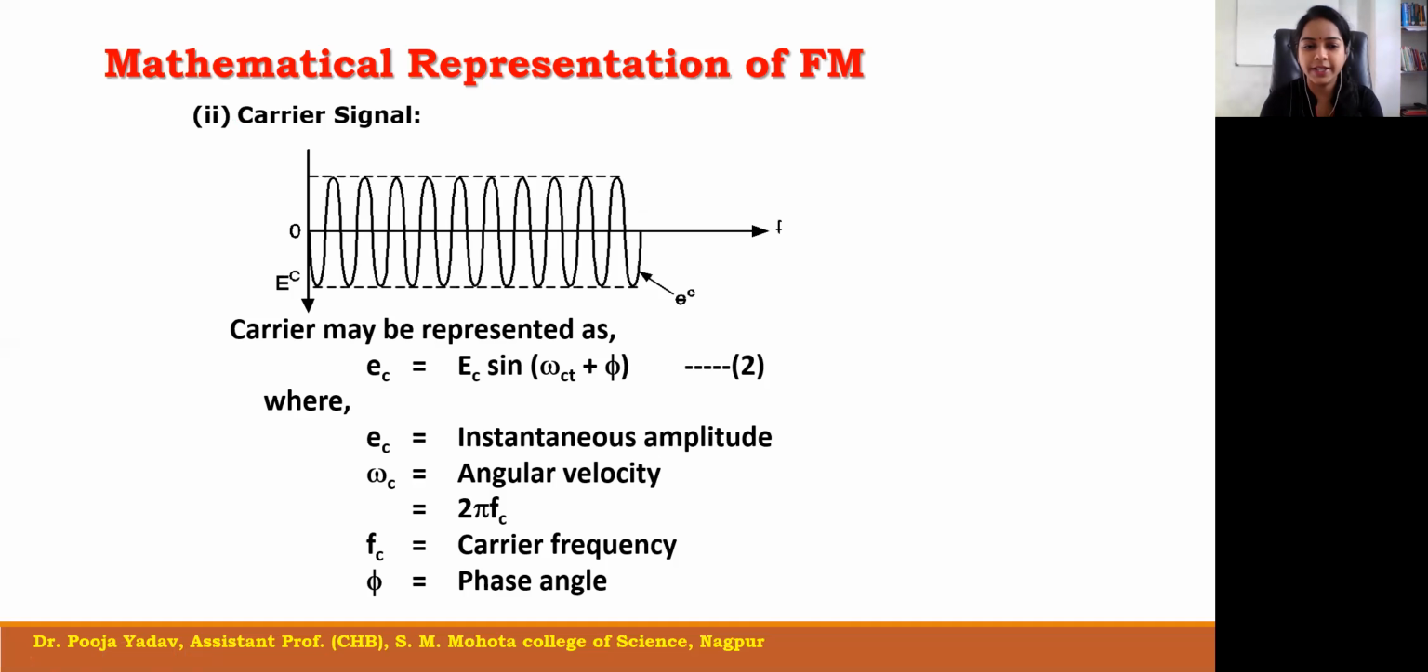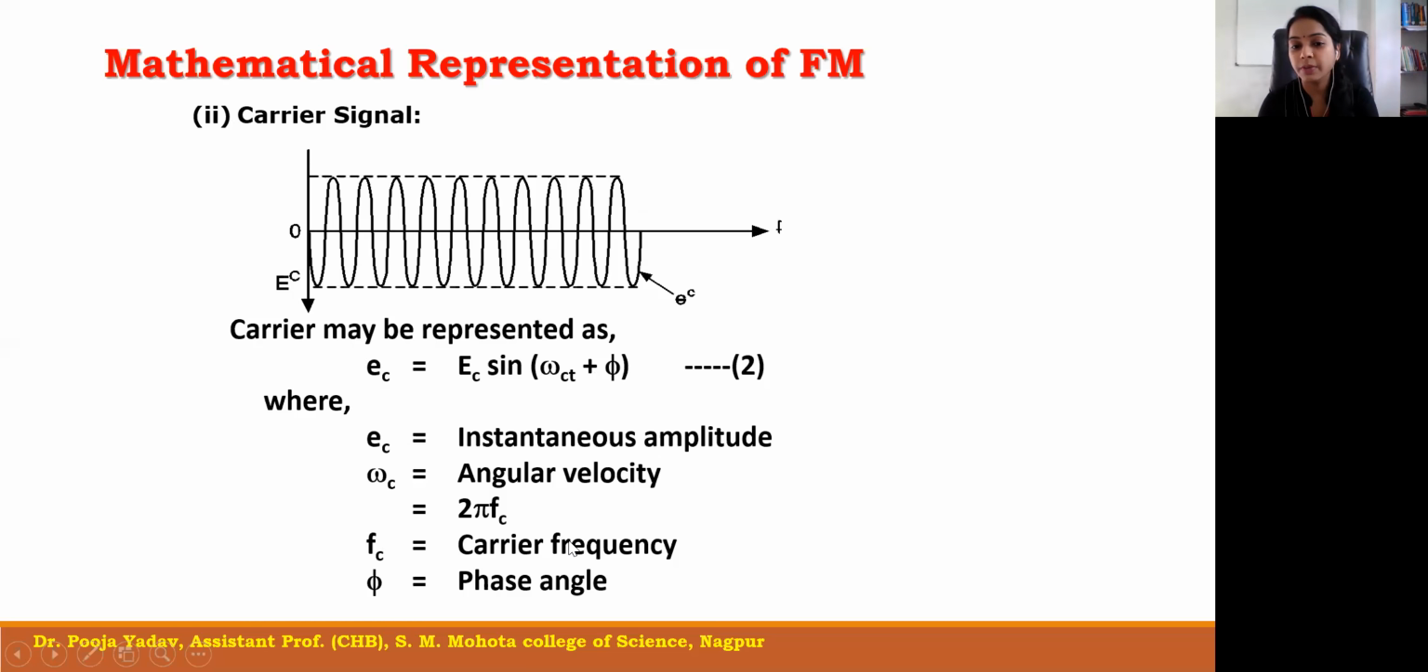I have explained them one by one here. See how we can write the equation of the carrier signal. This is nothing but a single higher frequency. So how did we define it? Ec is equal to Ec sine of omega ct plus phi. Here phi is also there because it is the phase angle.